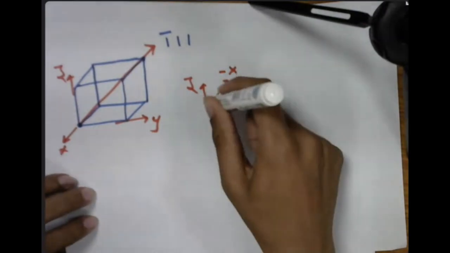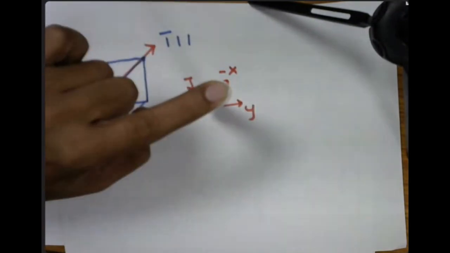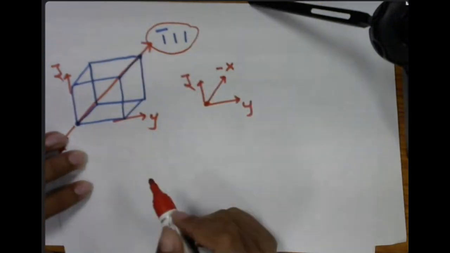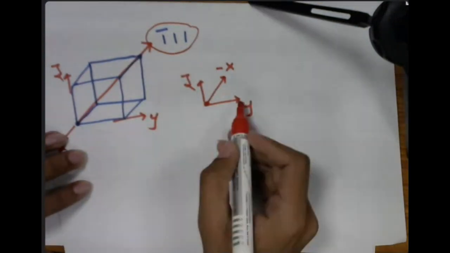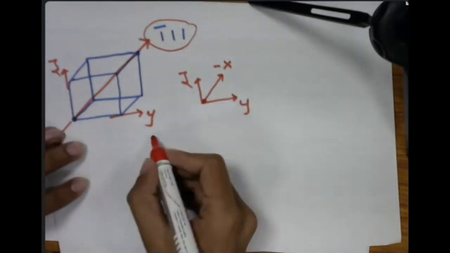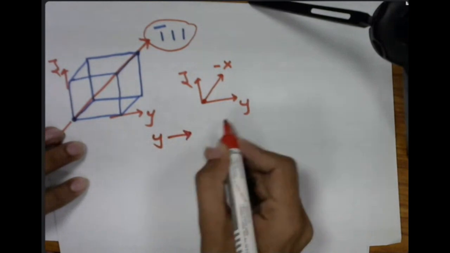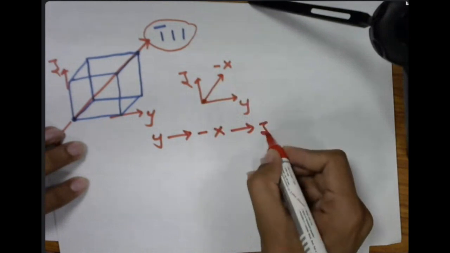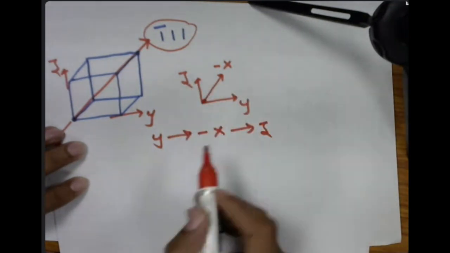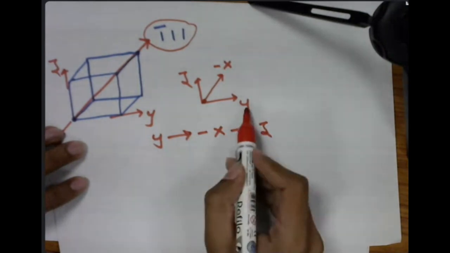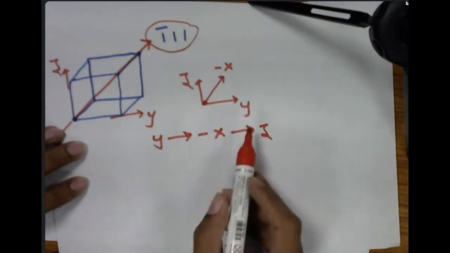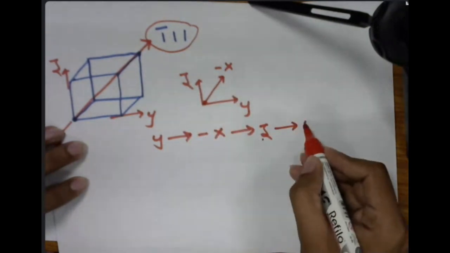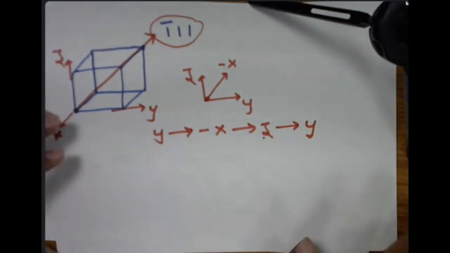Now about this particular direction, 1 bar 1 1, we have to rotate it in an anti-clockwise manner. Now z will change to the minus of x. Minus of x is going to take the position of the z. Oh, see, y will take the position of minus of x. Minus of x will take the position of the z, and z will take the position of the y. I wrote right, but pronounced it wrong.